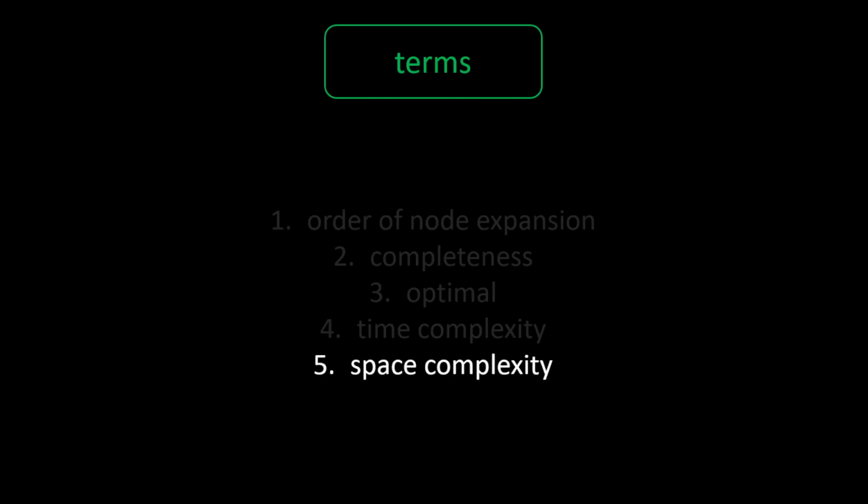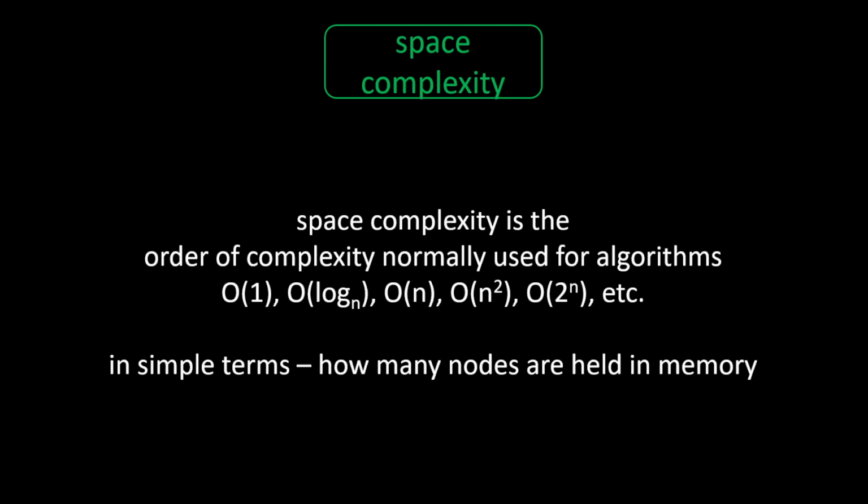Now, space complexity. Is this to do with space? Well, sort of. Space in the sense that it's to do with memory. So if you look at order of magnitude, with these order of 1, order of n squared, etc., this is what we're talking about with space complexity.